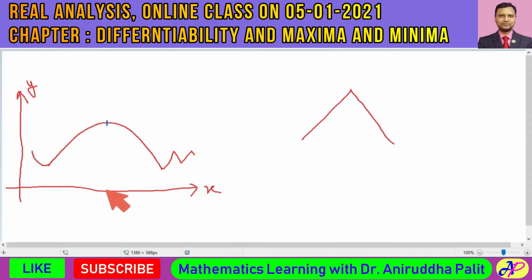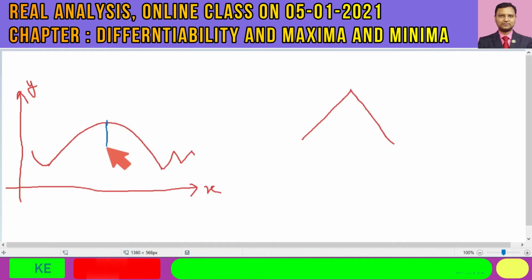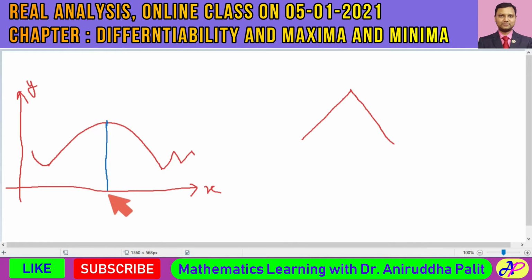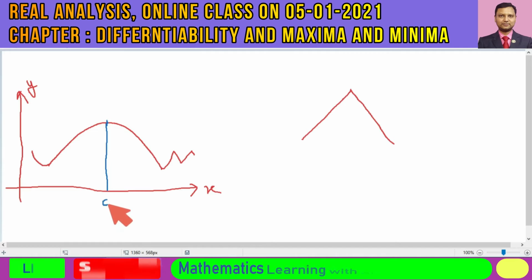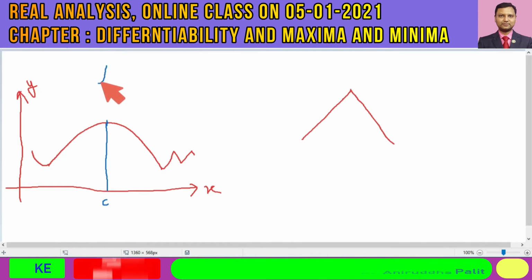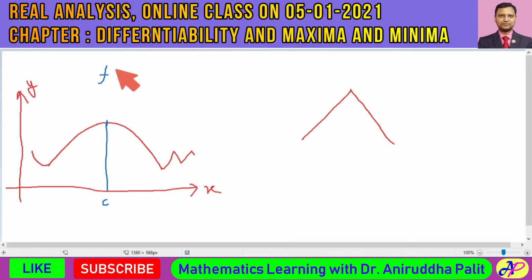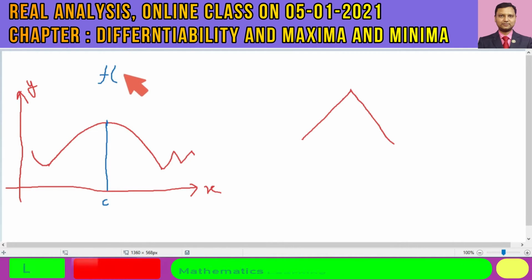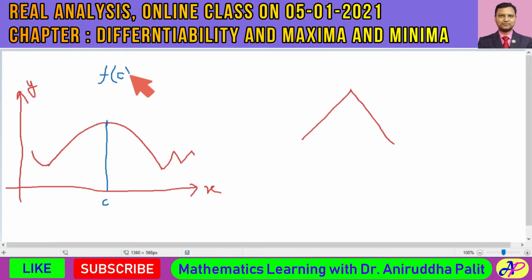You see, it seems that maybe at this point, suppose C, this is point C, the function has the maximum value at the point C. Let us suppose that f is the function, then we can say that f has the maximum value at the point C. And what is the maximum value? This f of C is the maximum value of the function. But the maximum value is actually defined with respect to a certain small neighborhood.